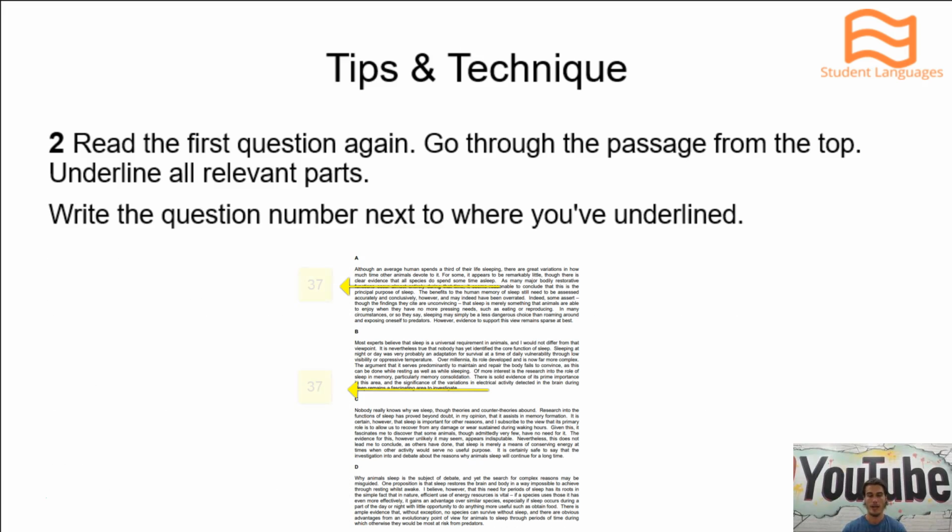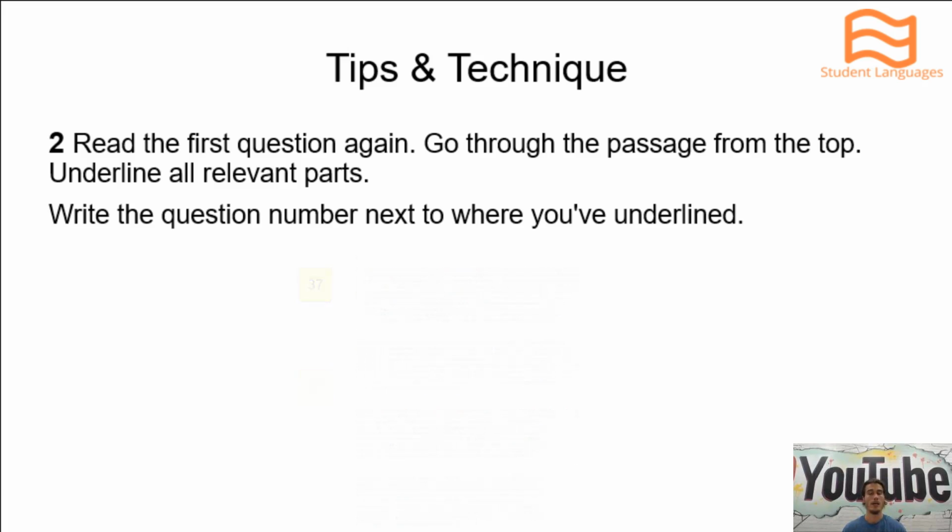Then what you should do is actually write the question number. So in the exam, because you have this passage and you have a pencil, you should underline the parts that are relevant to the question and then write the question number next to where you've underlined so you can remember and find it very quickly and easily.